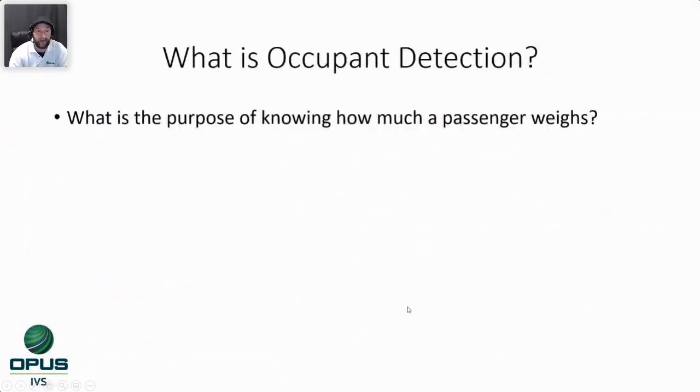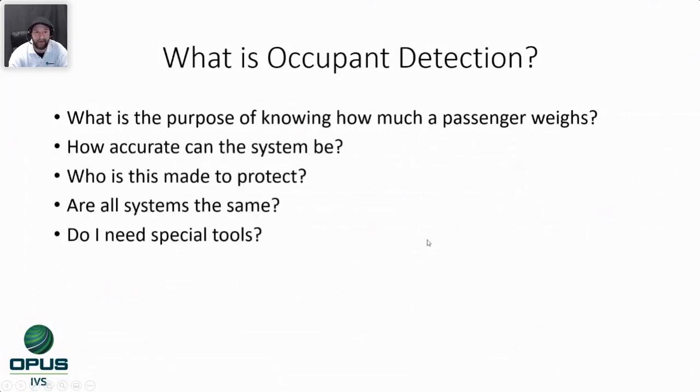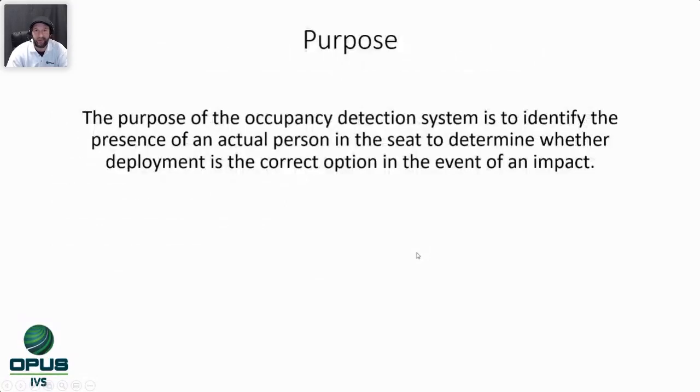So, what is occupant detection? What's the purpose of knowing how much a passenger weighs? How accurate can the system be? Who's this made to protect? Are all the systems the same? Do we need any special tools? What happens if you do something wrong? And what's the actual purpose of the system?